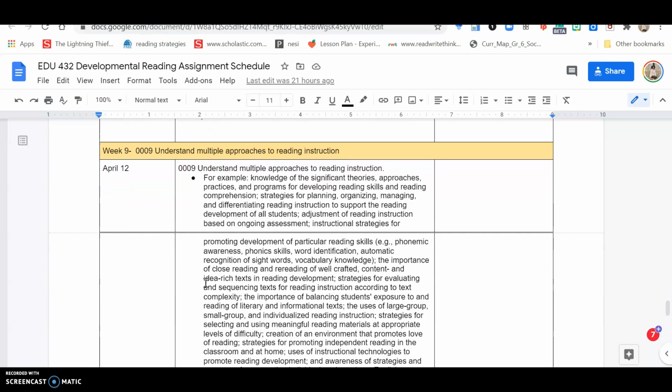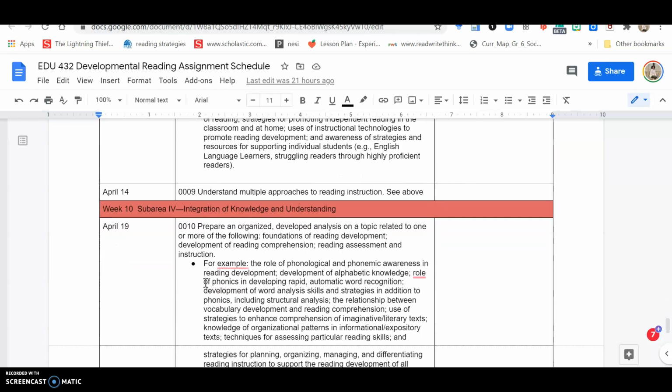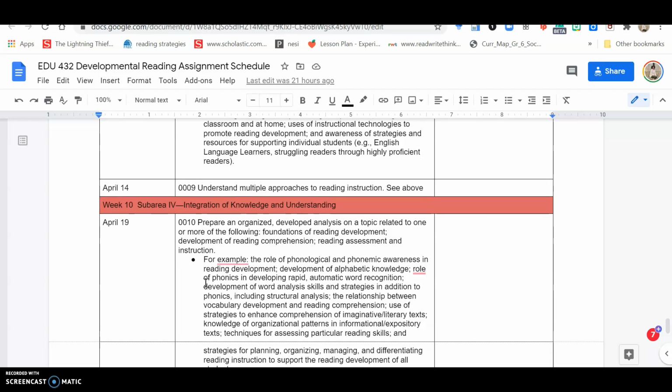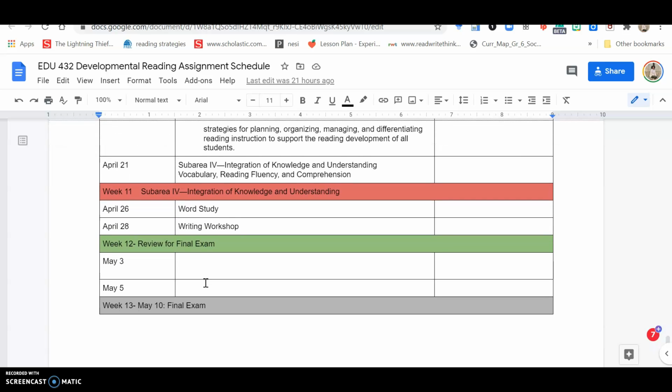Week 9, we will talk about understanding multiple approaches to reading instruction, which relates to the FORT, and also sub-area 9 is integration of knowledge and understanding. And last but not least, we're going to go into the word study and writing workshop, which will also prepare you for integration of knowledge and understanding, which is on your FORT test. Last week, week 12, we're going to review for your final exam, and your final exam is going to be on May 10th.